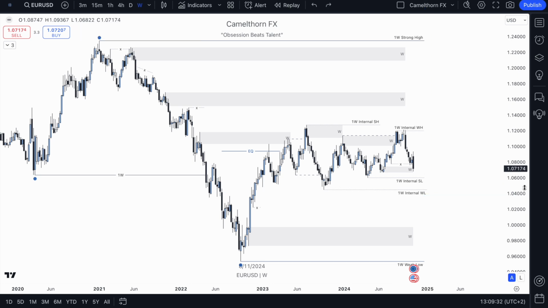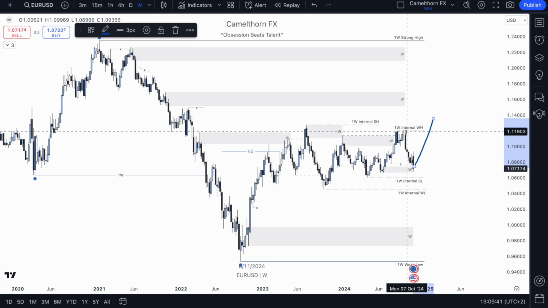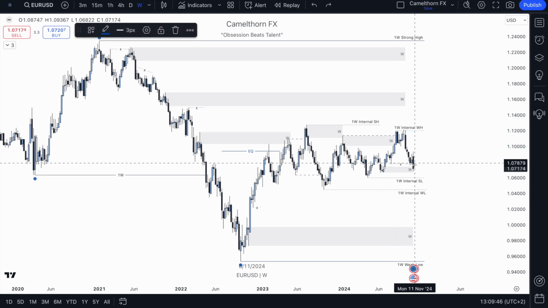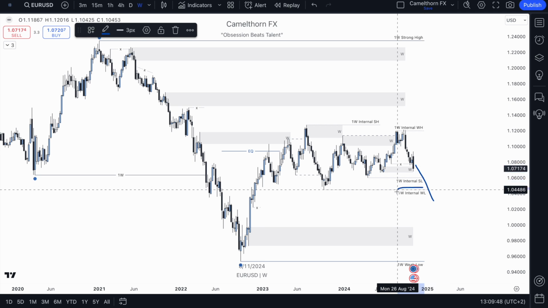So the overall directional bias for our weekly time frame is bearish, but then depending on how you have your internal structure marked out, you are either looking at continued bullishness to target this week high, or you're looking for continued bearishness to violate this week low.